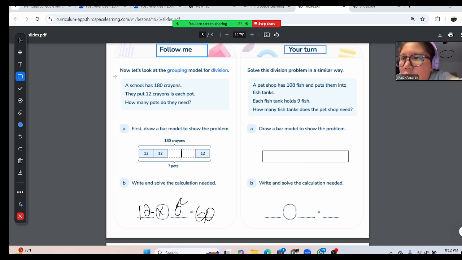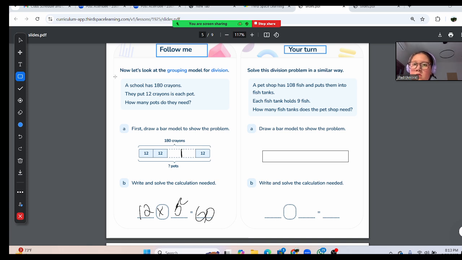But see, is that the whole answer? Because they have a school with 180 and then they put 12 in each. How many pots do they need? 180 divided by 60. You would divide 180 with 60.